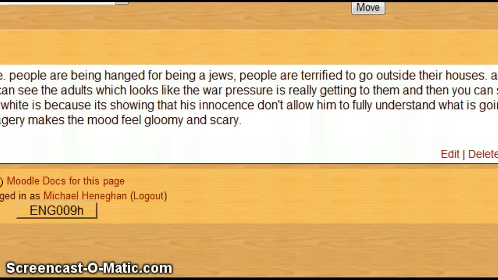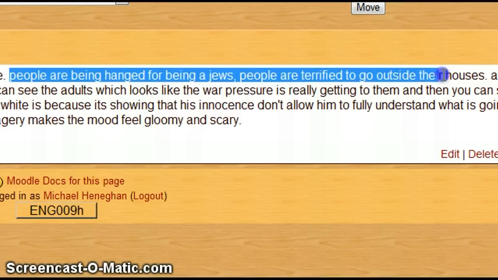Okay. Next, I've jumped over into Moodle, and we're going to look at some examples that students have written and talk about how we'd fix them. I want you to focus on this sentence right here, where it says, people are being hanged for being a Jews. People are terrified to go outside their houses. This is a comma splice. There are some other issues as well as far as capitalization and whatnot. But the main problem here is we've got a comma splice.